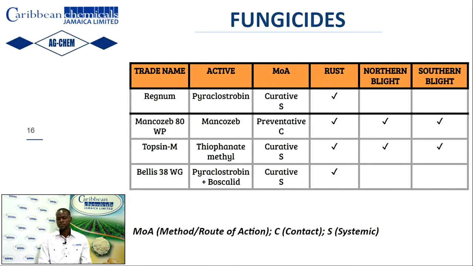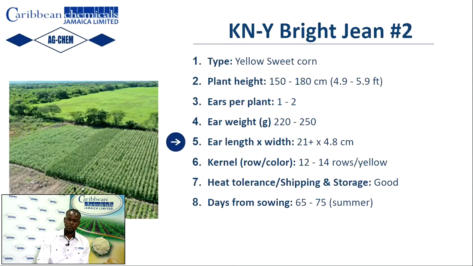All right, so fungicides. If you're having issues with rust or you want to prevent rust, we have several options. So you have your Regnum, which is a pyraclostrobin-based fungicide, very effective against rust, right? Followed by Topsin, which is a systemic option, good in curative control, which controls your rust, your northern blight, your southern blight, etc. And Bellis, pyraclostrobin boscalid, a systemic option effective for rust control. So those are some of the fungicides that you can use in controlling your fungal problems with the sweet corn.